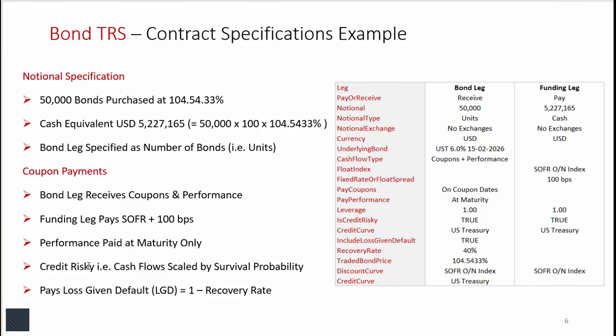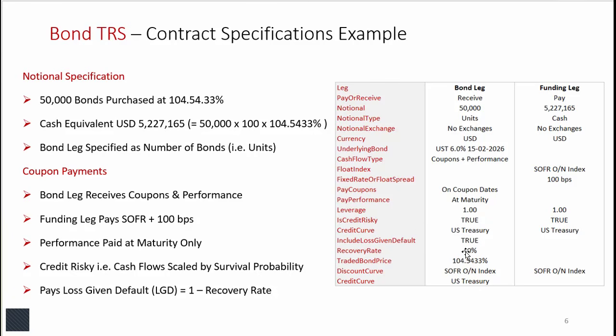Now, we want to mention that it's a credit risky product, so the cash flows are scaled by the survival probability. So you'll see me saying here, is credit risky true? That just means that the bond leg or the funding leg can default. So if I say it's credit risky, it just means that I want to incorporate the probability of survival into my calculation. And then we also need to mention that if there is a default, then the receiver of the bond coupons will suffer the loss given default, and will need to pay that to the payer of the bond coupons. So you see me here reflecting include loss given default true.